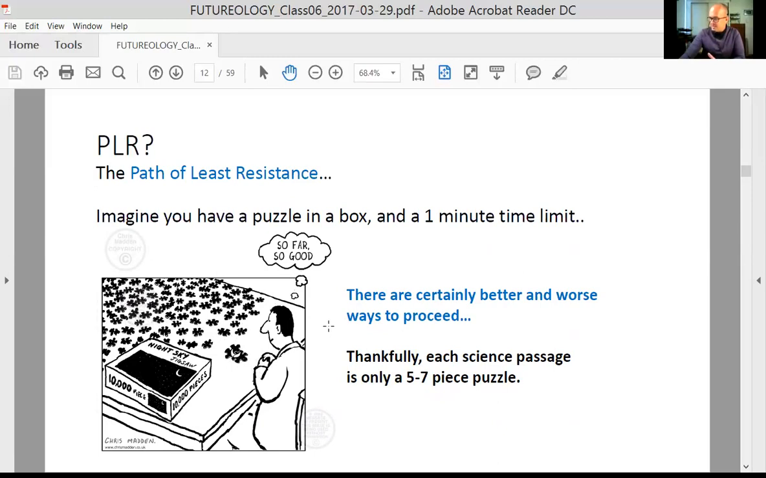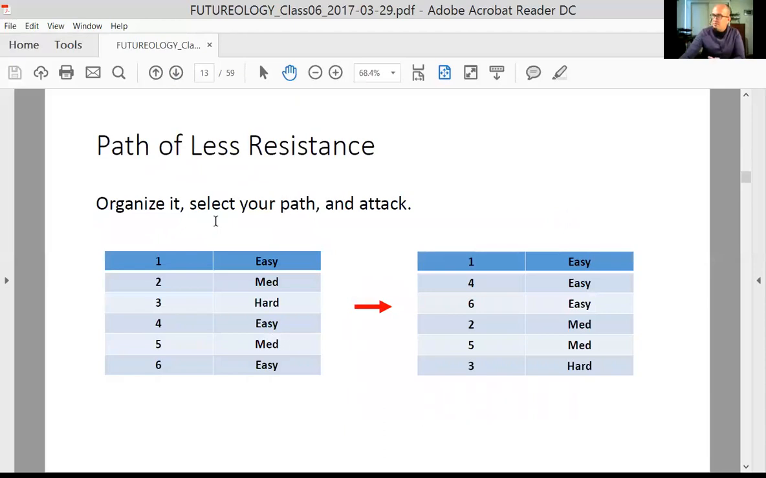Thankfully, our puzzles on the ACT Science are not that challenging. We only have a 5 to 7 piece puzzle because we only have 5 to 7 questions. Even so, there are better and worse ways to solve the puzzle. When we use the path of least resistance, what we want to do is take a look at the questions and mentally estimate their difficulty. There's a way to do this just by glancing at the questions without even reading them.